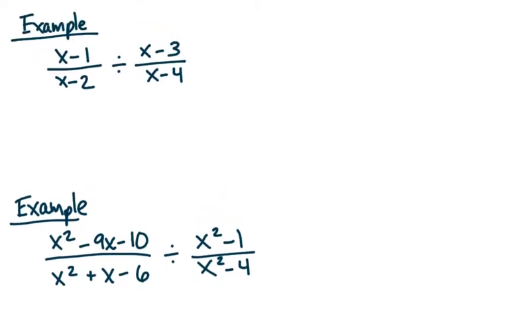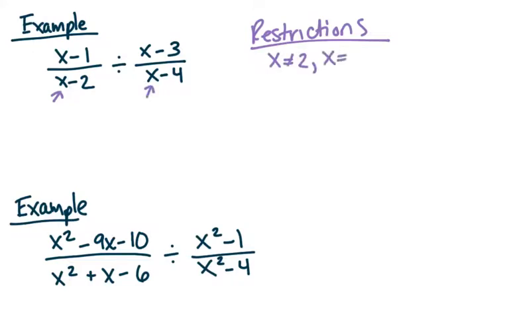All right, so we're going to do a couple more examples, and then we'll be done with this section. So first things first, I'm going to see if I can factor any of my numerators or denominators, and I can't. They're all already as factored as they get. So then I'm going to list my restrictions. I know that if x is 2, then 2 minus 2 is 0, so x cannot equal 2. And x can also not equal 4. So those are my restrictions.